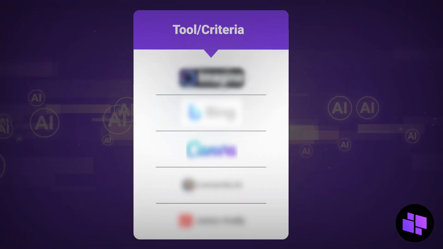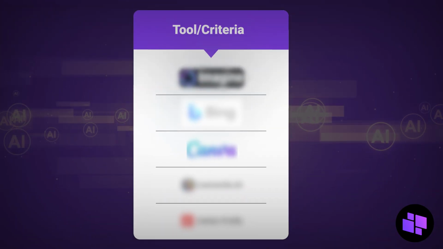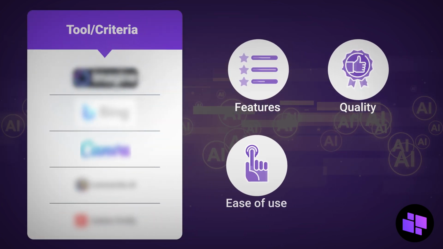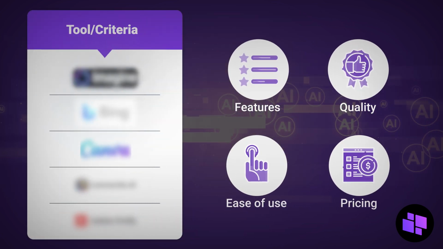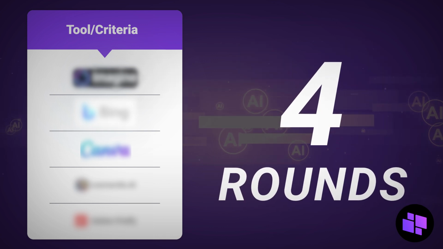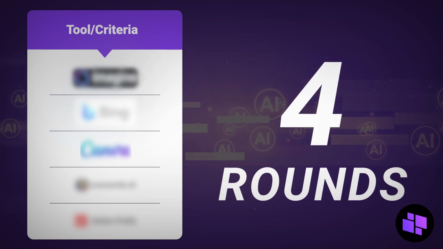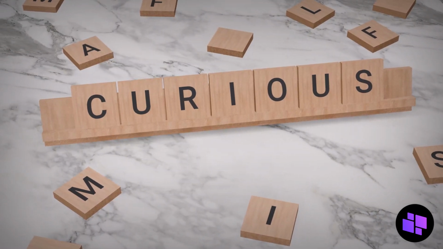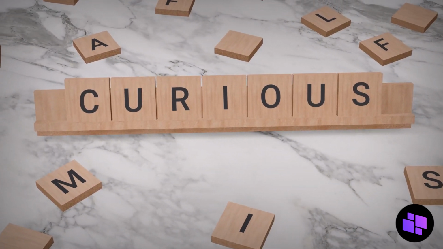We'll review the top AI image generators, and then we'll rank them based on features, quality, ease of use, and finally, pricing. Now, this makes a total of 4 rounds, and at the end of this video, you'll be able to use each of them to generate images. So if you're curious to know which tool has the best quality, well, you're going to have to watch till the end to find out. So with that, let's dive into it.